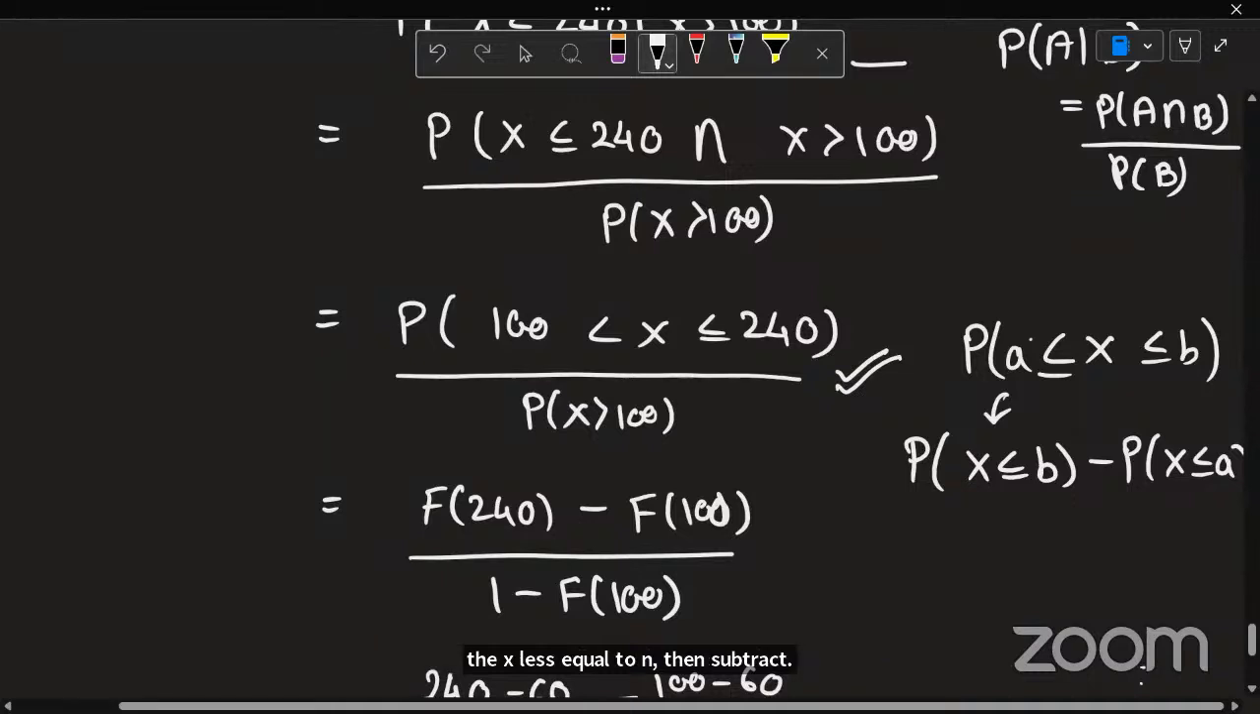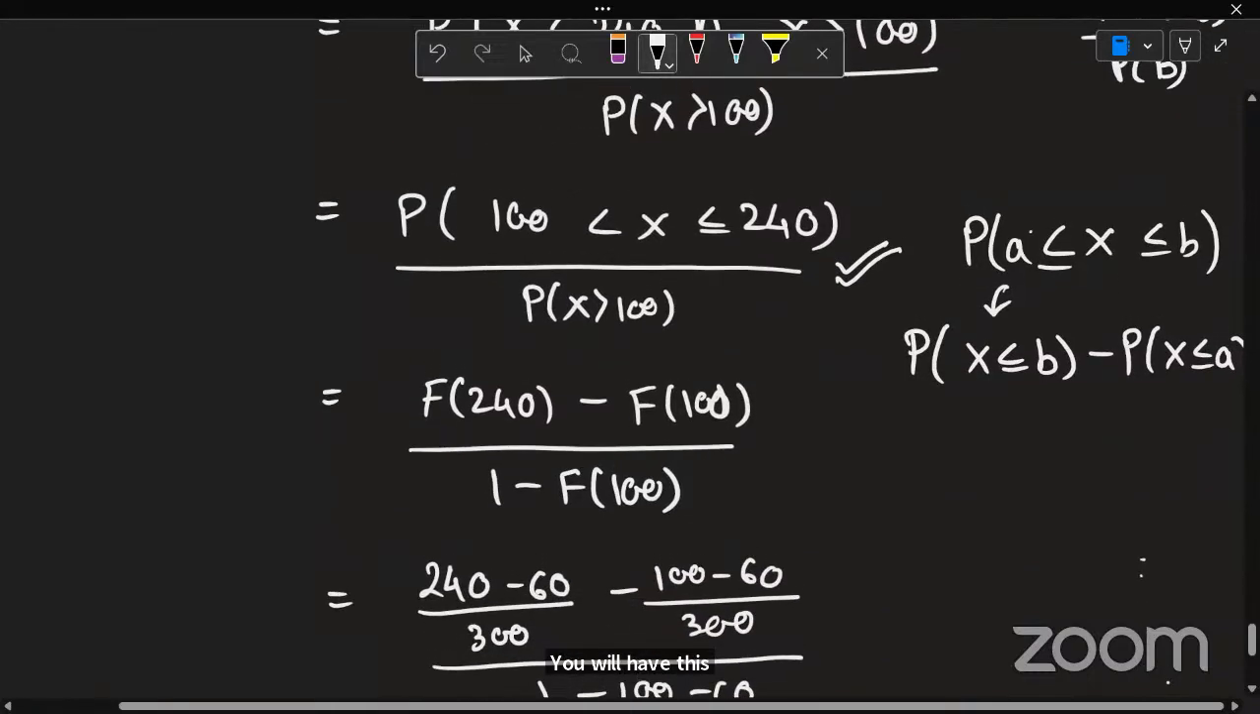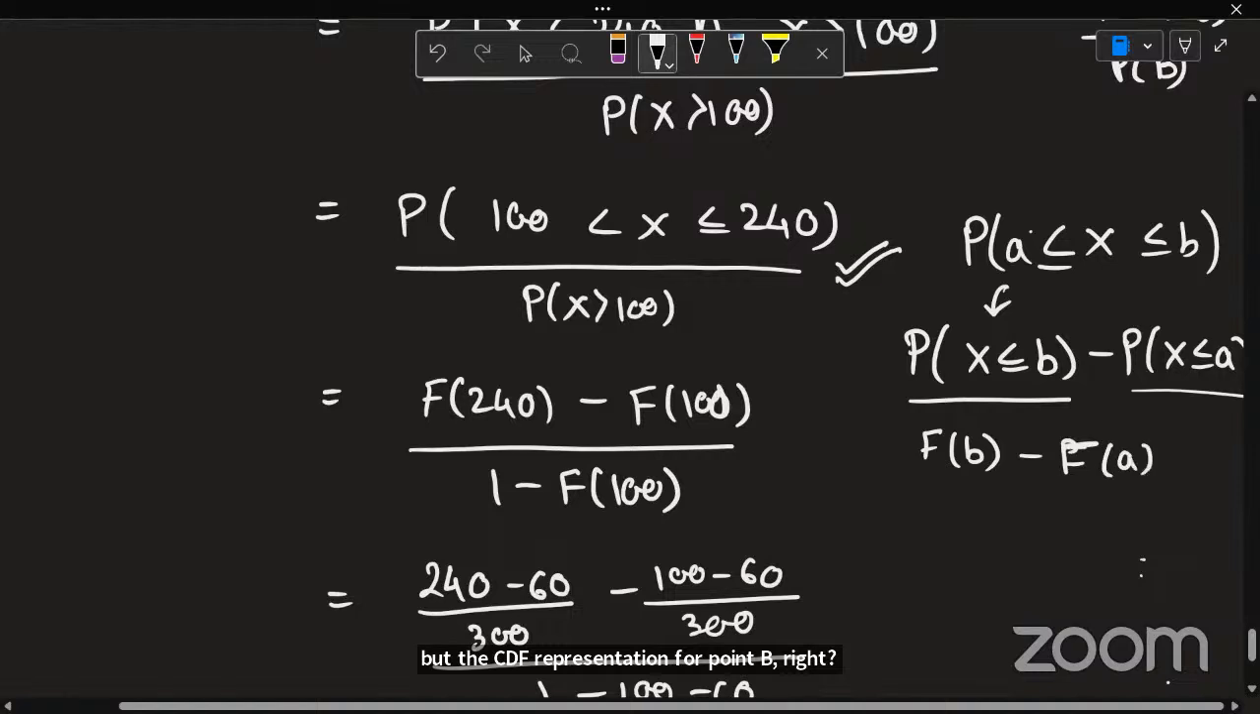So what is this x less or equal to B? This is nothing but the CDF representation for point B, right? F of B. And this is what? CDF representation for point A. So it is F of A. So that's what I have written, F of 240 minus F of 100.